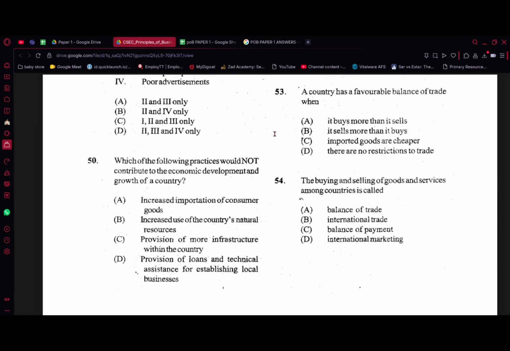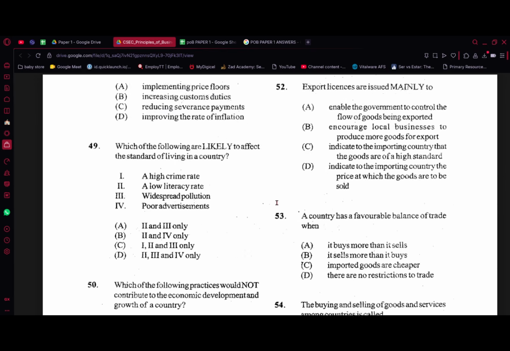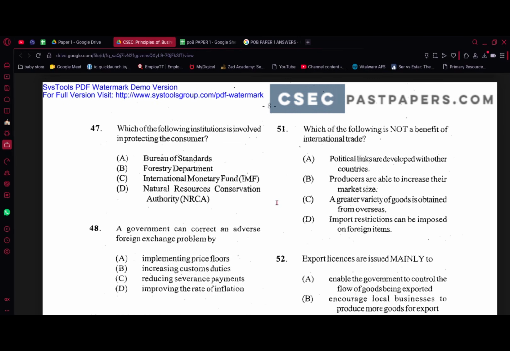50. Which of the following practices would not contribute to the economic development and growth of a country? The answer is A, increased importation of consumer goods. 51. Which of the following is not a benefit of international trade? The answer is D, import restrictions can be imposed on foreign items.